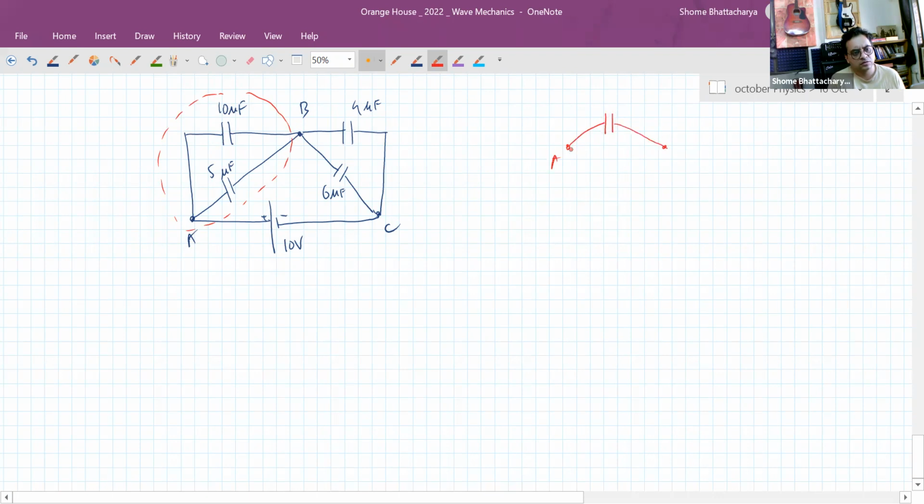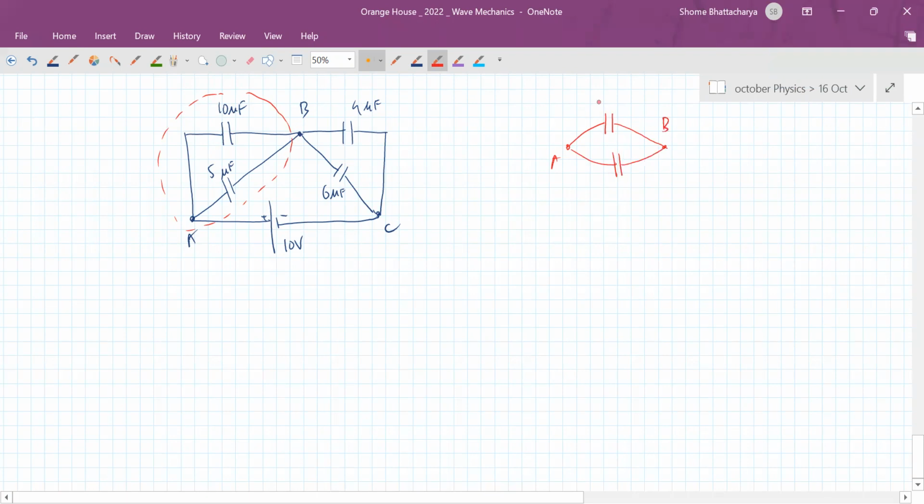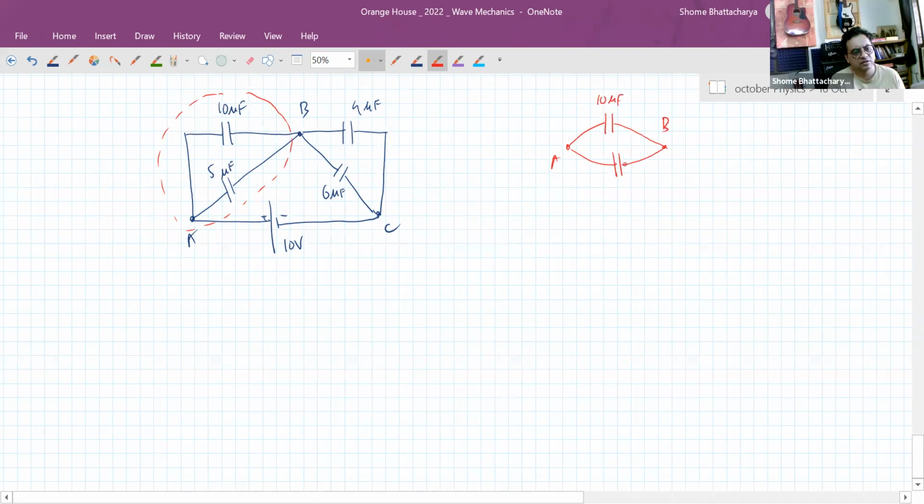Yes, Aruja? So parallel. Yeah, I can redraw it like this. If they're connected across AB, they're like this. And similarly, these two are also in parallel. They're connected between B and C. Right. So now, can you tell me what is the equivalent capacitance of this whole network between A and C?